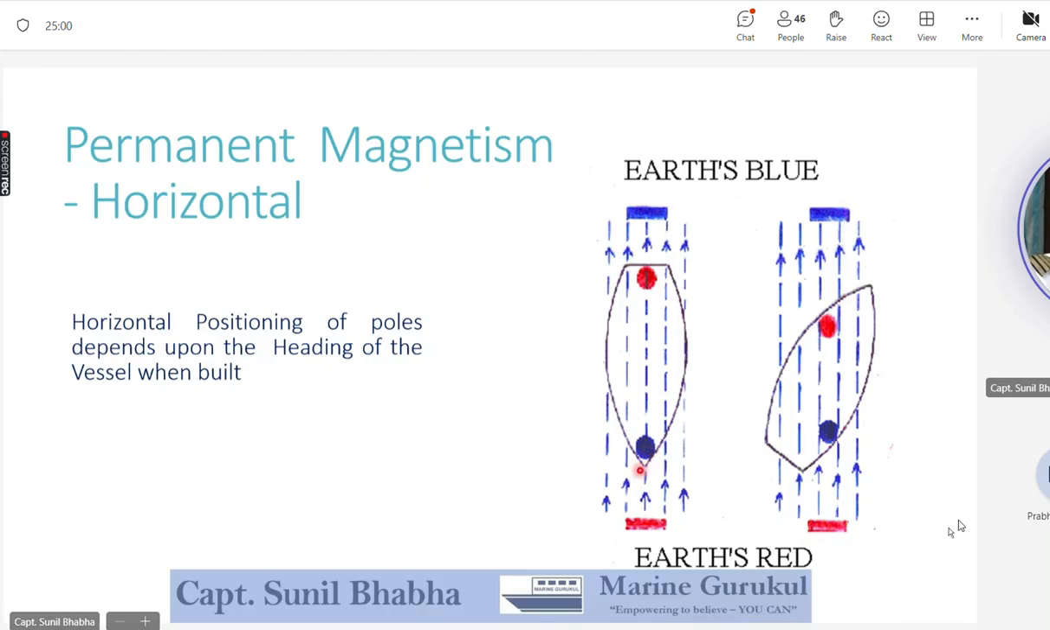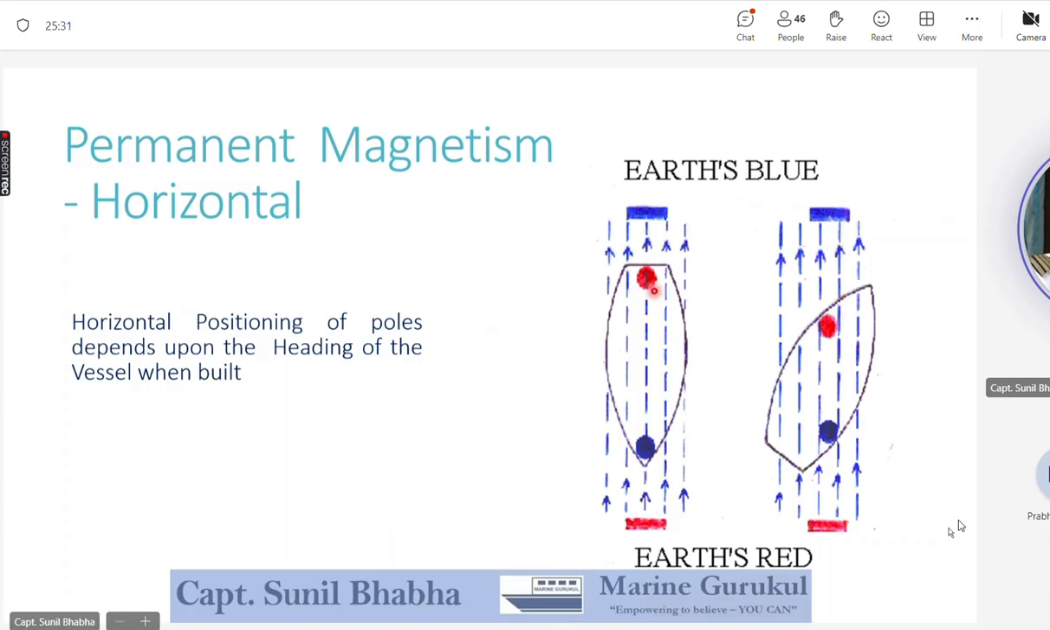Why is the bow blue in this case? Because wherever the magnetic field lines enter, that is the blue pole. And why is the stern red in this place? The stern is red because wherever the lines of force come out, that is the red pole of the magnet. So with the lines of force entering into the bow, it gets a blue polarity. And with the lines of force coming out of the stern, it gets a red polarity.